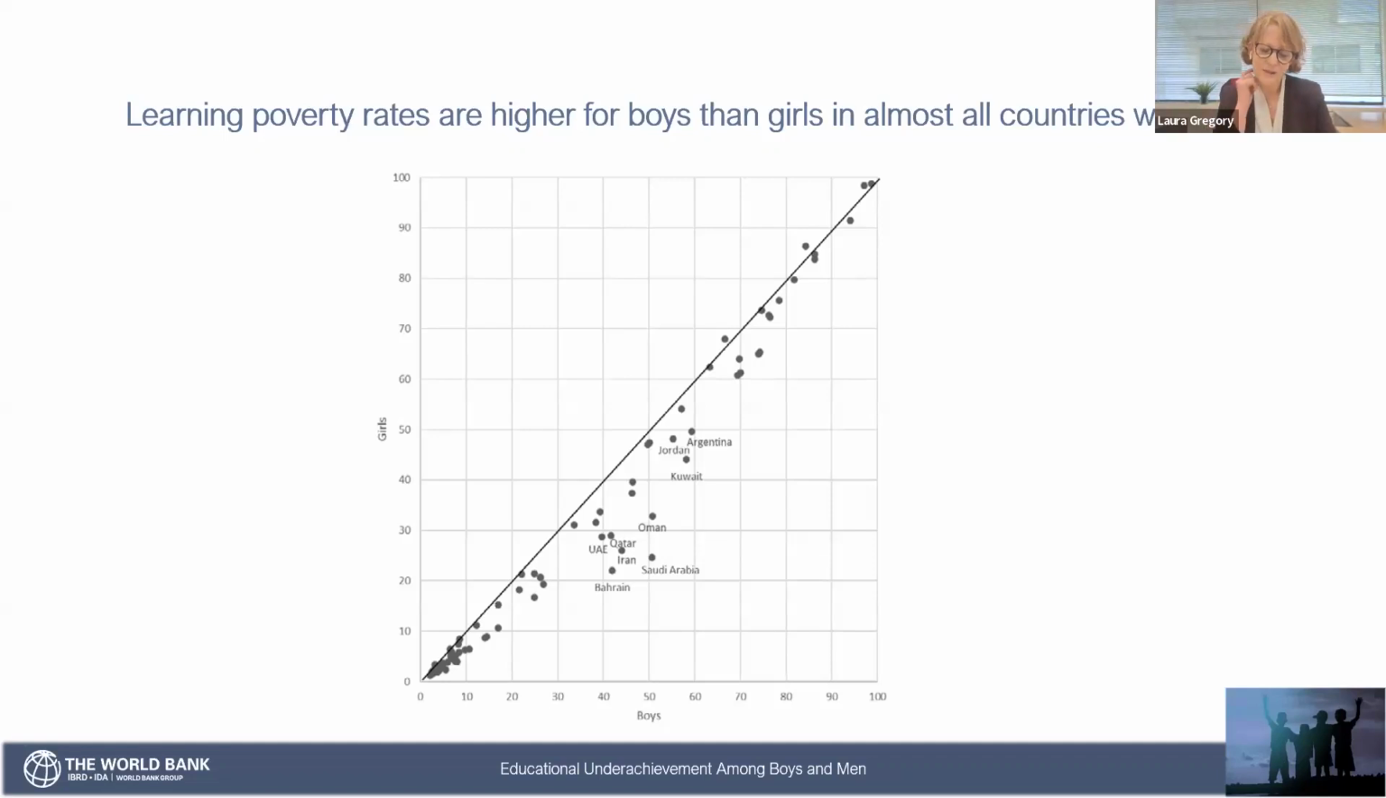In terms of why this matters, our report discusses it in terms of being a brake on human capital development, and we provide estimates of the effect on countries' productivity if the underachievement of boys was eradicated, if they achieved as well as girls do in each country. And we also look at the social and political consequences.